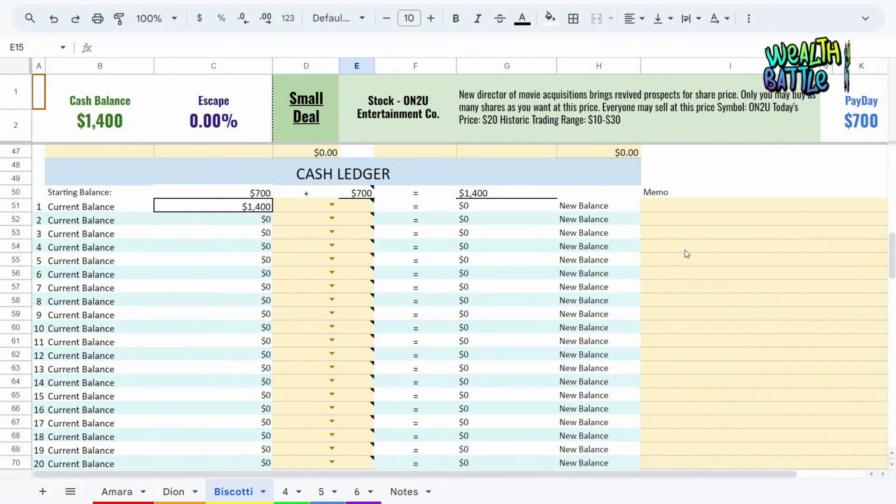$20 per share. It's on to you. How many shares or how many dollars?